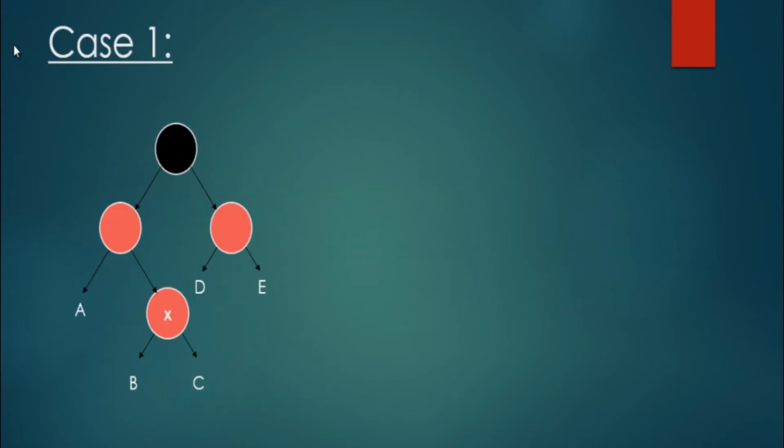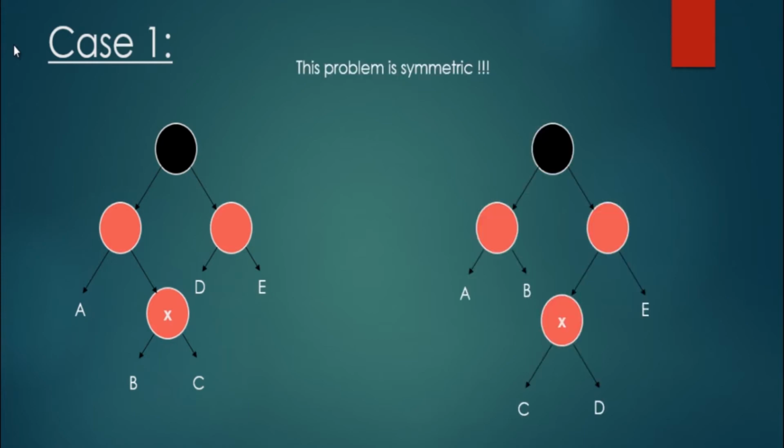We have 3 cases, and because of symmetry, we originally had 6 cases, but 3 of them are the same. So in case 1, we have the X node and we have a black root node. The root node has a left red child and a right red child, and the left red child has a right red child. This is the X. And of course we have the subtrees A, B, C, D and E.